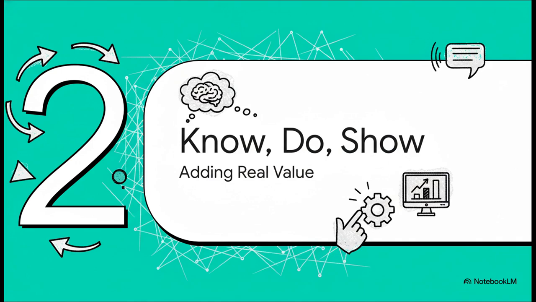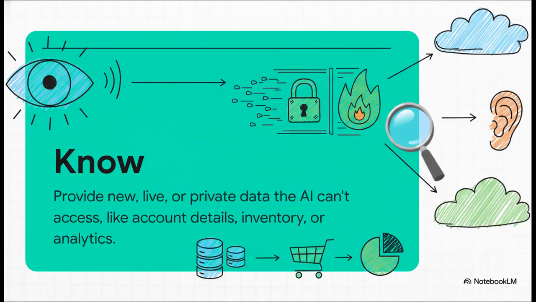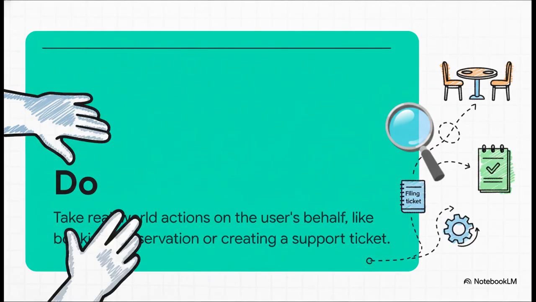So, okay, how do you add real value in this new model? Well, to be useful, your app has to be able to do something the AI can't do on its own. And it really just boils down to three simple functions: know, do, and show. First up, your app can help the conversation know something new. Think of your app as being the eyes and ears for the AI. You're giving it access to live inventory, a person's private account details, or that proprietary company data that's stuck behind a firewall.